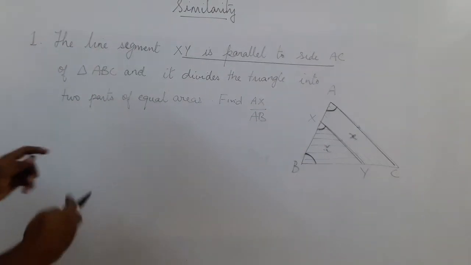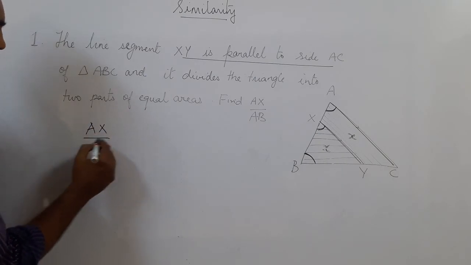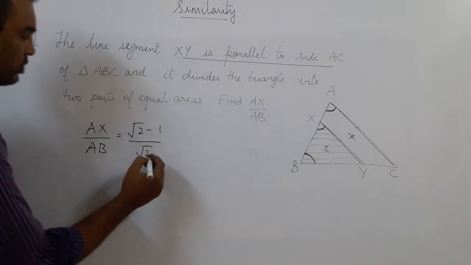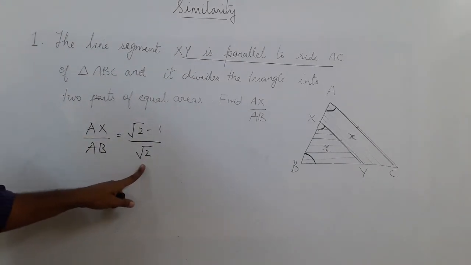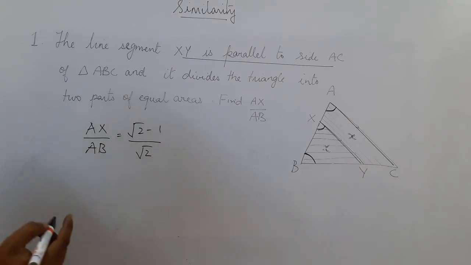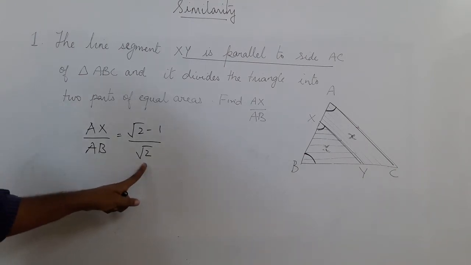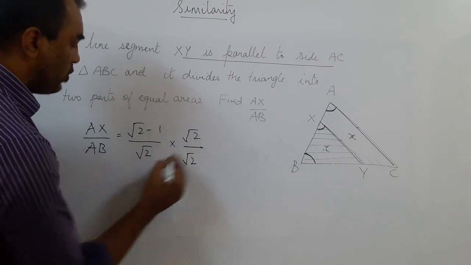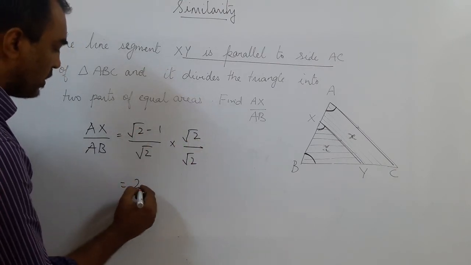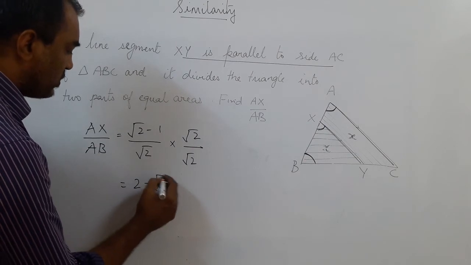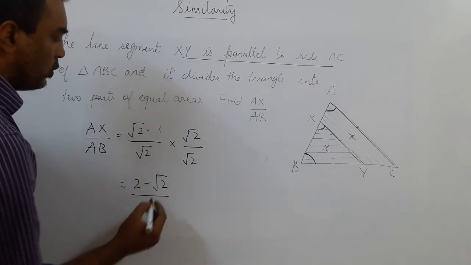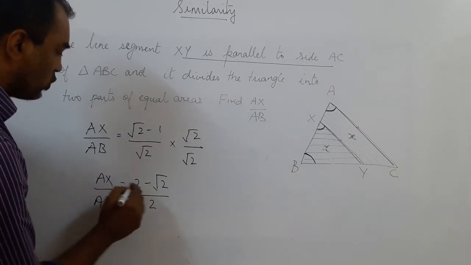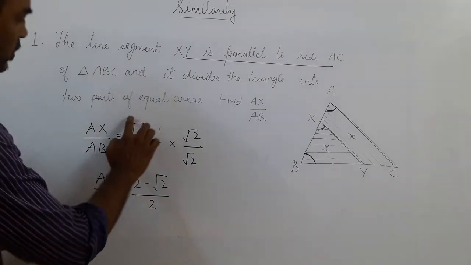Is it clear to you? So we have got the answer. What is the answer we got? AX upon AB was root 2 minus 1 upon root 2. The denominator is an irrational number. Remember the chapter real numbers I told you, we always rationalize the denominator. So what is the rationalizing factor of root 2? It is root 2. So you multiply and divide by root 2. Root 2 into root 2 becomes 2. Root 2 into minus 1 becomes minus root 2, and root 2 into root 2 is root 4, it is 2. So I'll write the answer as AX upon AB is equal to 2 minus root 2 upon 2. Now this was also the correct answer.